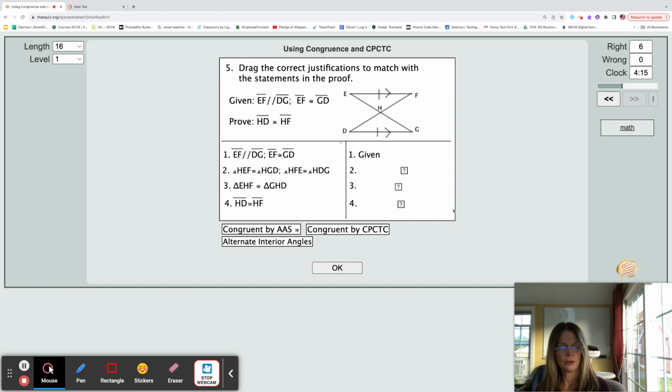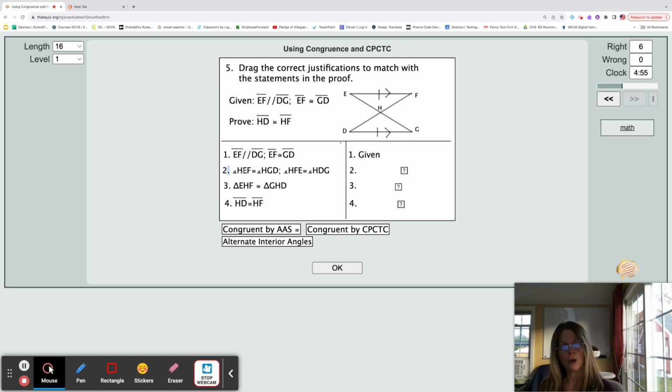Now here's our proof. And in a two-column proof, we usually are given a diagram. There will typically be some given information in words, and there will also be information in the diagram itself regarding tick marks that show things that are congruent. And there will always be a statement that says prove something. That's what we're trying to prove. That always goes at the very bottom. And the given information always goes at the very top. So it's given that sides EF and DE are parallel and that segment EF is congruent to segment GD.